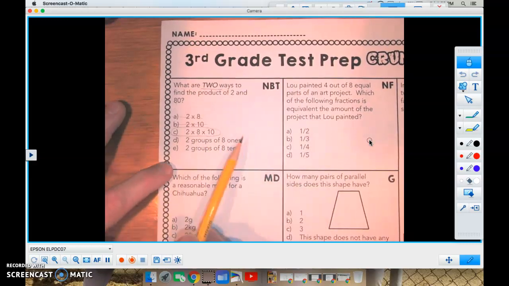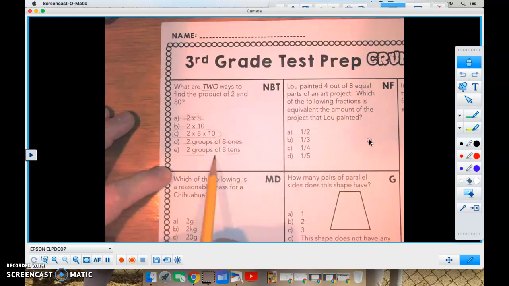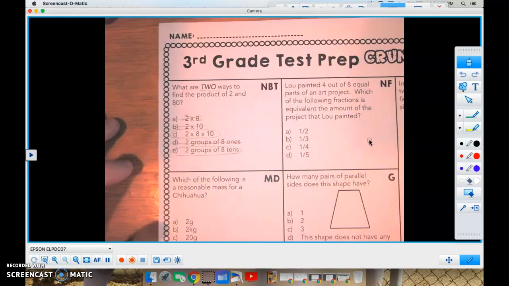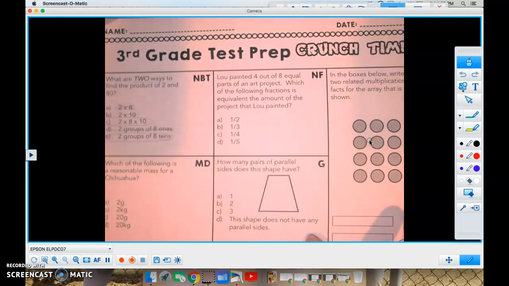2 groups of 8 ones, well that's right there. So we know that's not it. How about 2 groups of 8 tens? Bingo! That is the right one, okay? All right, let's look over here now.